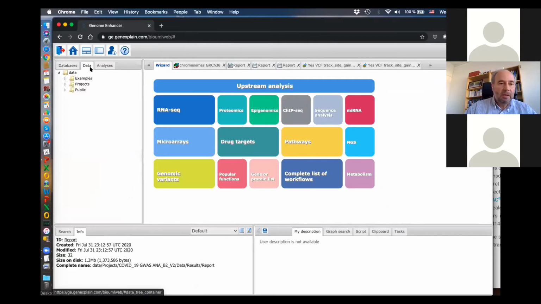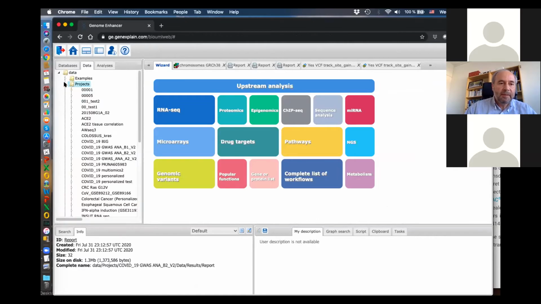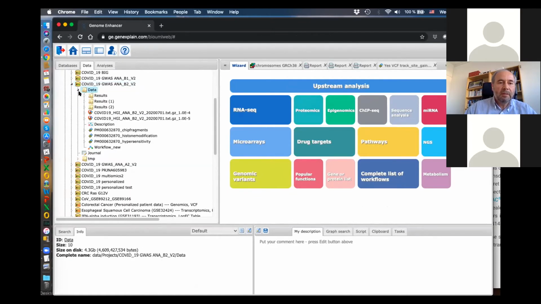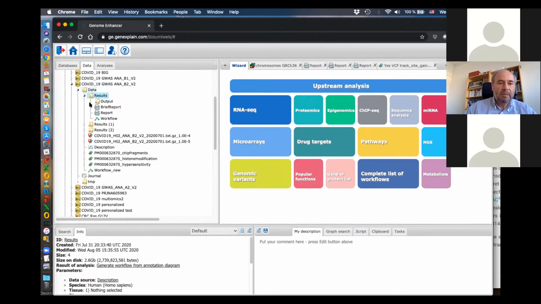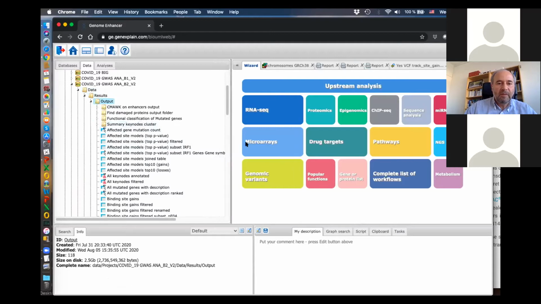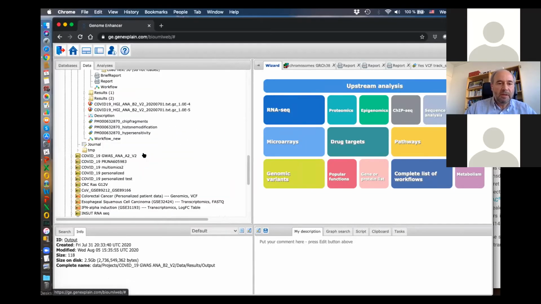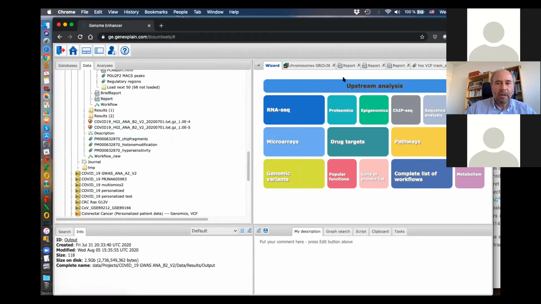So we can go directly to this project and find our results. Open the project first. So we were analyzing this COVID data, and here the results are located in this subfolder. And here, these are all the files which were generated by the system through the analysis. And the report itself is also here, so we can open it again and see.